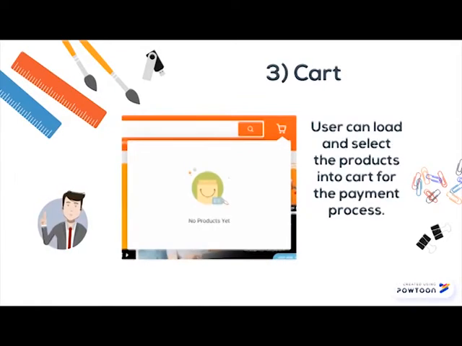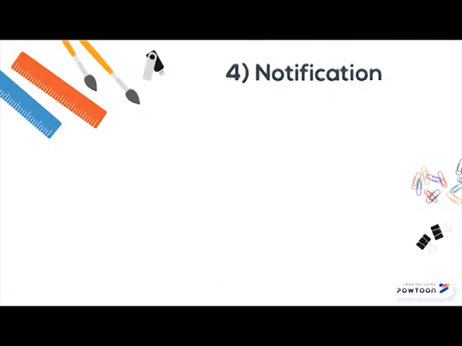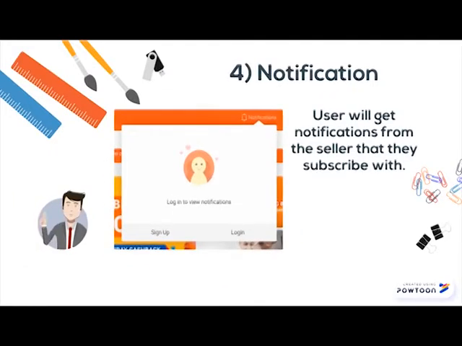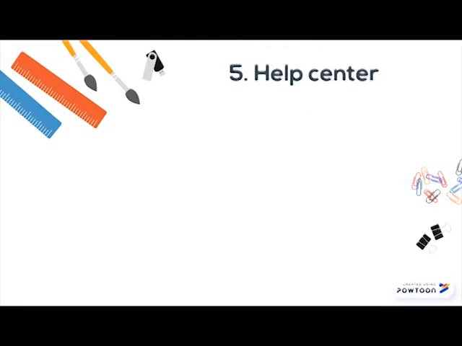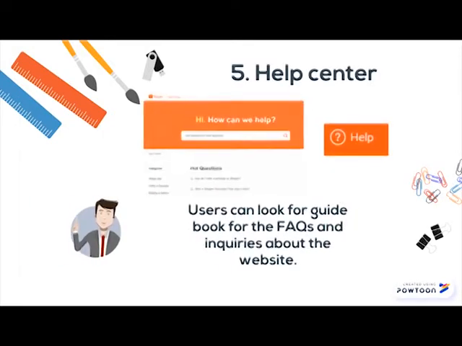And the next is the cart. Users can load and select products into the cart for the payment process. And the next one is the notification. Users will get notifications from the sellers that the user subscribed to, usually in the notice section. And the fifth one is the help center. Users can look for a guide and go to the FAQs and inquiries about the website by clicking Help Center.